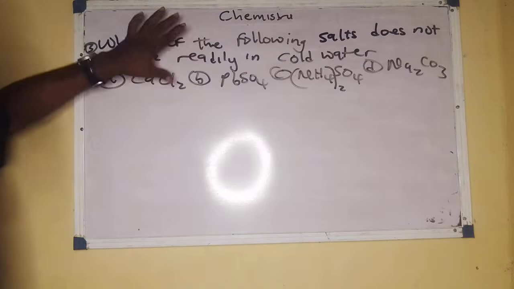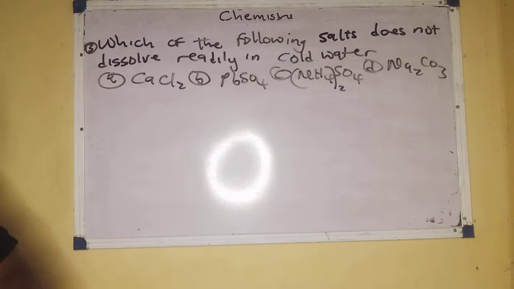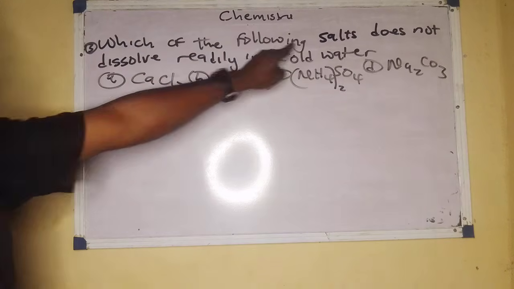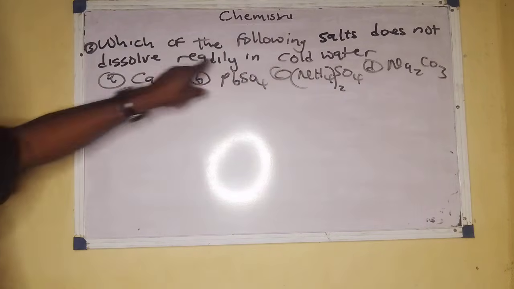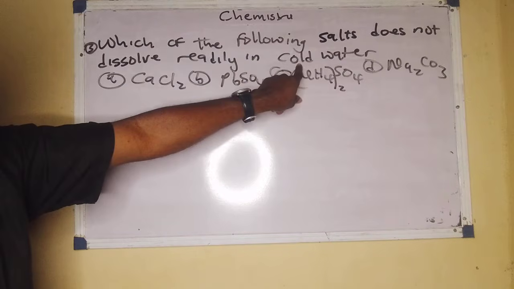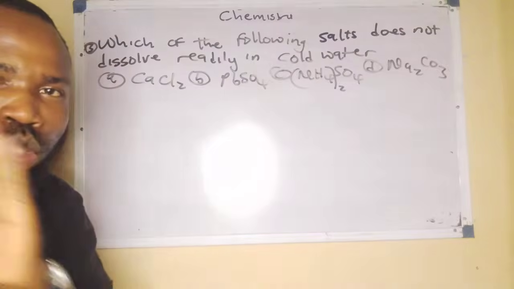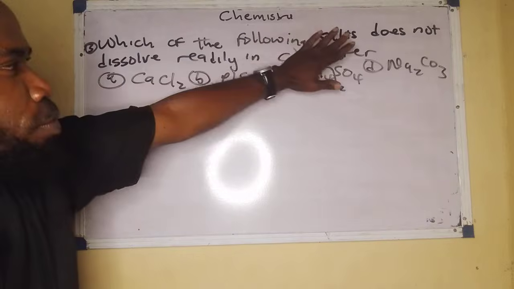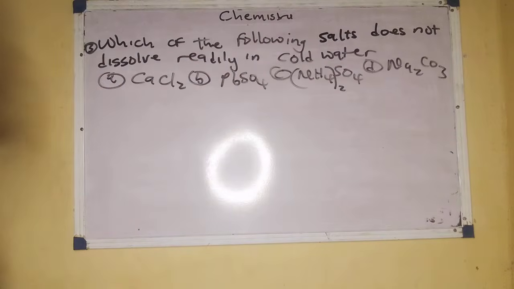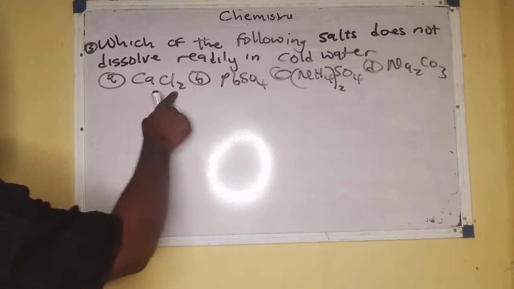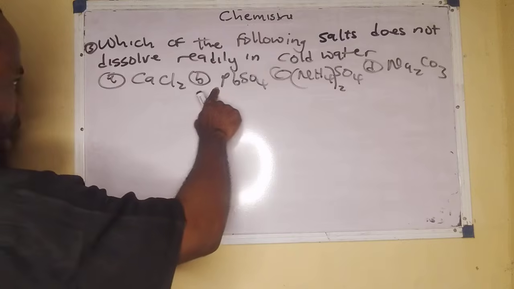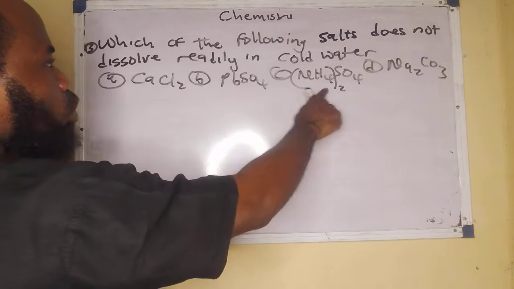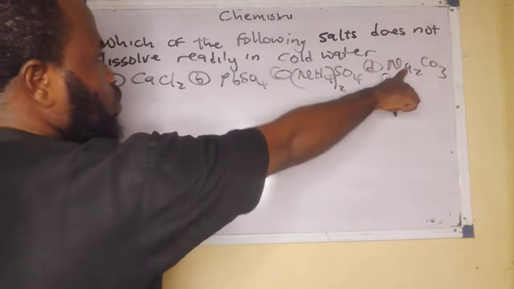This question is actually coming from salts, solubility of salts. So we have to take it slow and steady. Now look at the question. They said, which of the following salts does not dissolve readily in cold water? Remember, they didn't say which of the following salts do not dissolve. They said which of the following salts do not dissolve readily in cold water. Now the options say A, calcium chloride; they said lead sulfate; they said ammonium sulfate; and they said sodium carbonate.